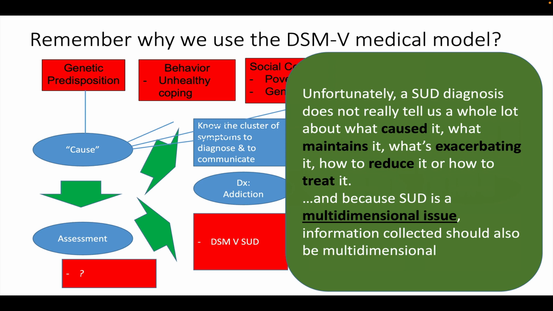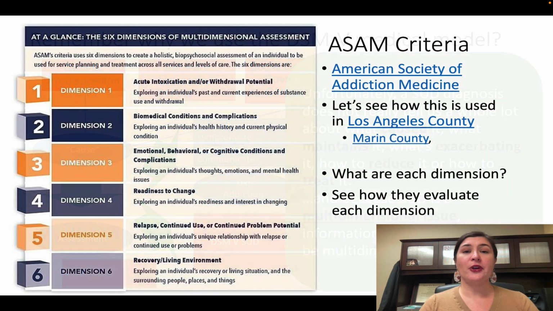And because substance use disorder is a multidimensional issue, the information collected should also be multidimensional. So we're not just looking for information to diagnose the substance use disorder, we're also looking for information about what caused it, what maintains it, what exacerbates it, and how do we reduce it and treat it. In order to adhere to the multidimensional aspect of a substance use disorder and treatment, we could look at the ASAM 6 dimensions of multidimensional assessment. The first dimension is acute intoxication or withdrawal potential. The second dimension is biomedical conditions and complications. The third dimension is emotional, behavioral, cognitive conditions and complications.